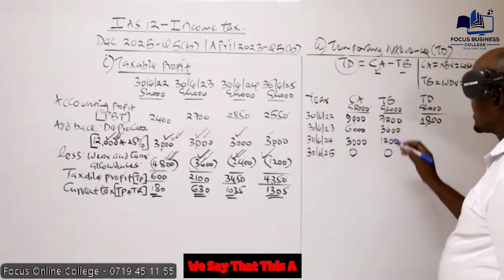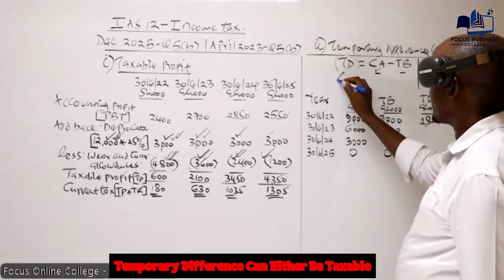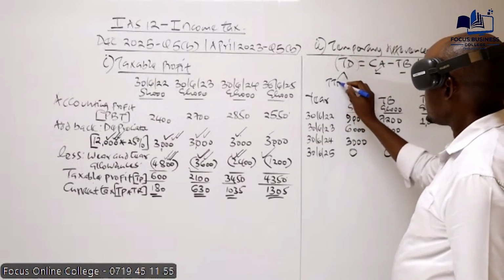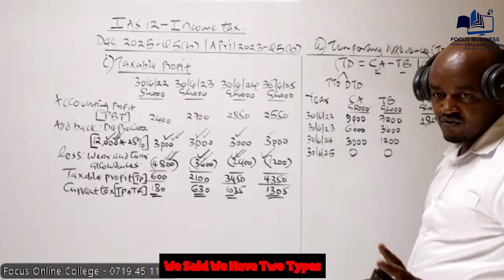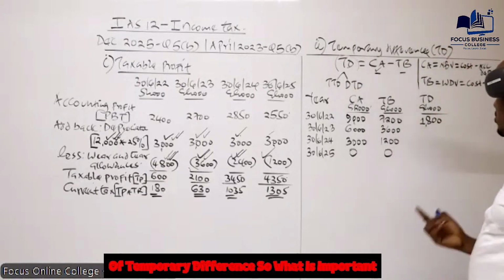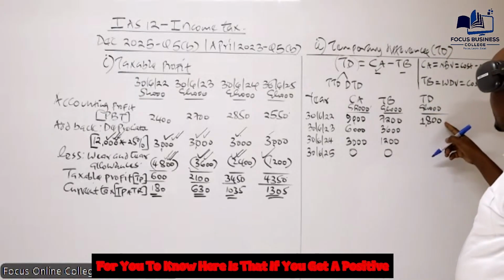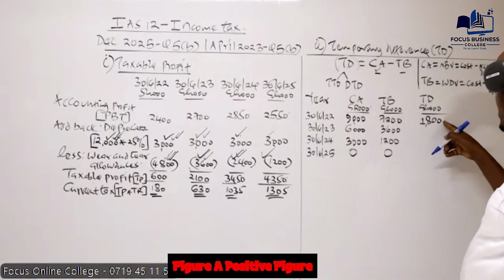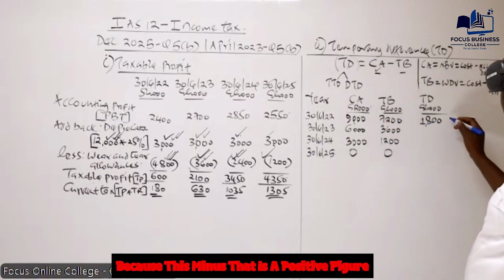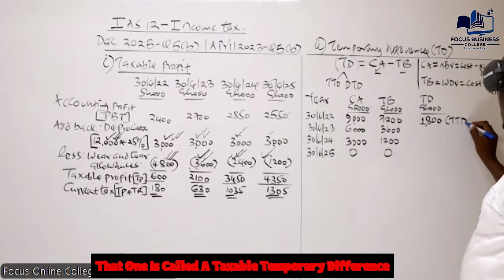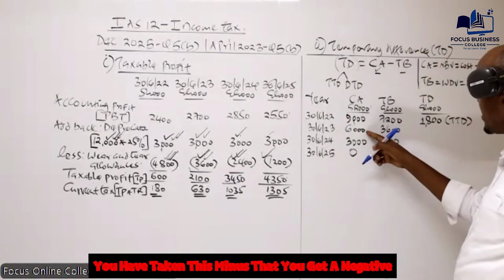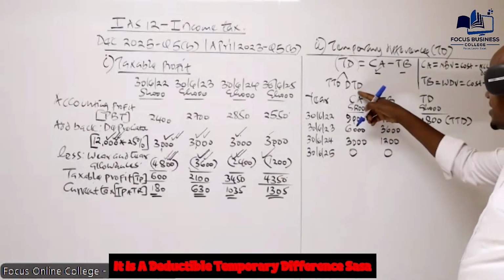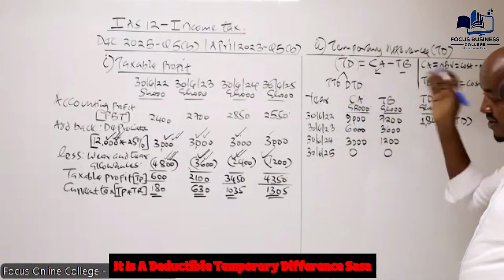Remember, we say that this temporary difference can either be a taxable or a deductible temporary difference. We said we have two types of temporary difference. So what is important for you to know here is that if you get a positive figure, because this minus that is a positive figure, that one is called a taxable temporary difference. But if you get a negative figure, you have taken this minus that, you get a negative, it is a deductible temporary difference.